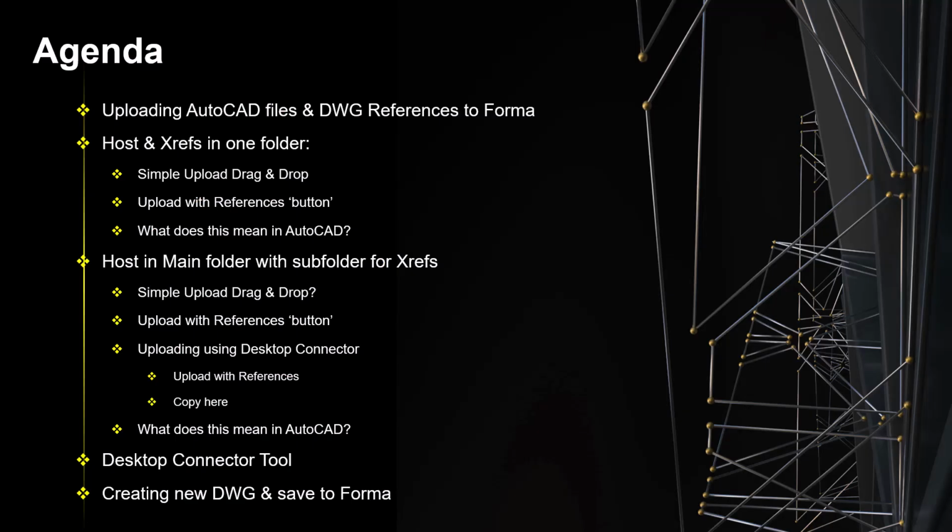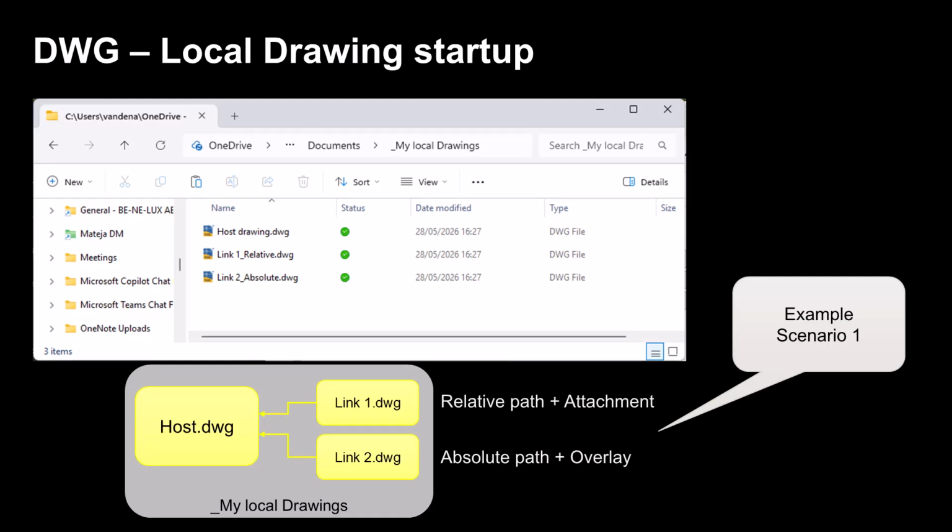Today on the agenda, two example scenarios. We'll walk through two workflows in which a lead draftsman prepares host and linked files locally on a laptop. We'll look at the different upload methods and what they mean for file viewing in Forma and continued use in AutoCAD. We'll explain what Desktop Connector is and the role it plays in this workflow. And to finish up, we'll briefly explain how to upload DWG files directly to Forma from AutoCAD without using a local intermediate step. Let's start with scenario one.